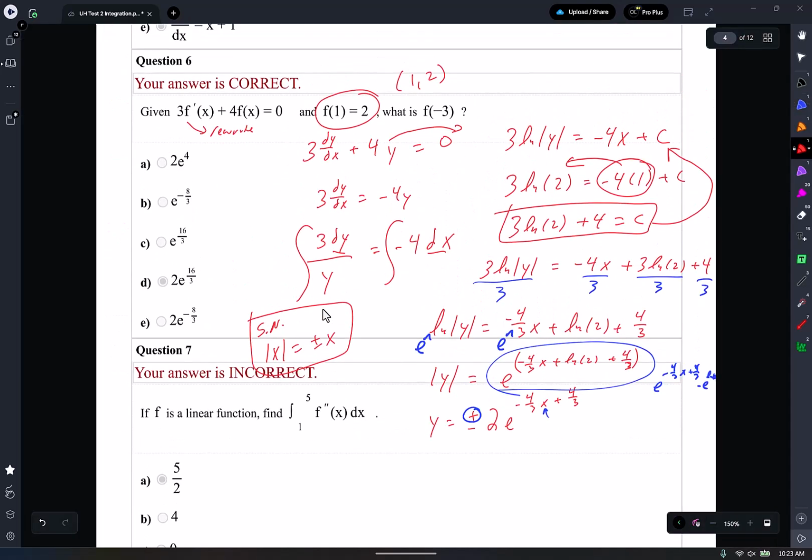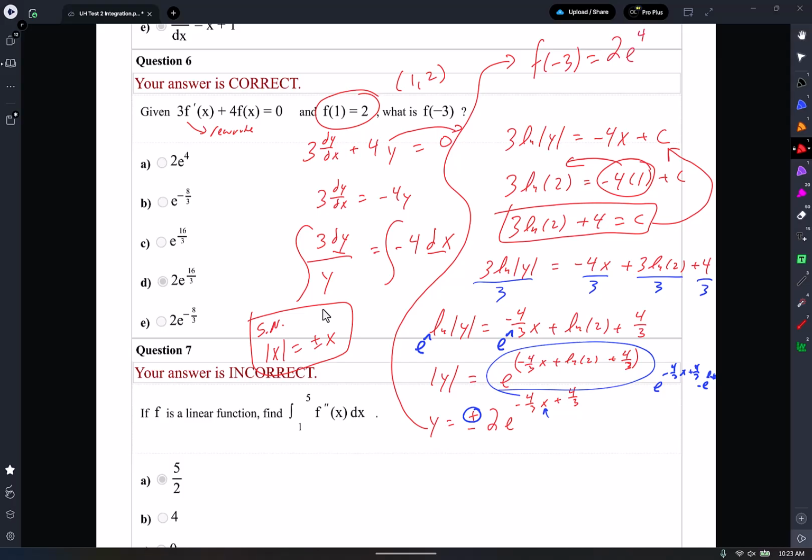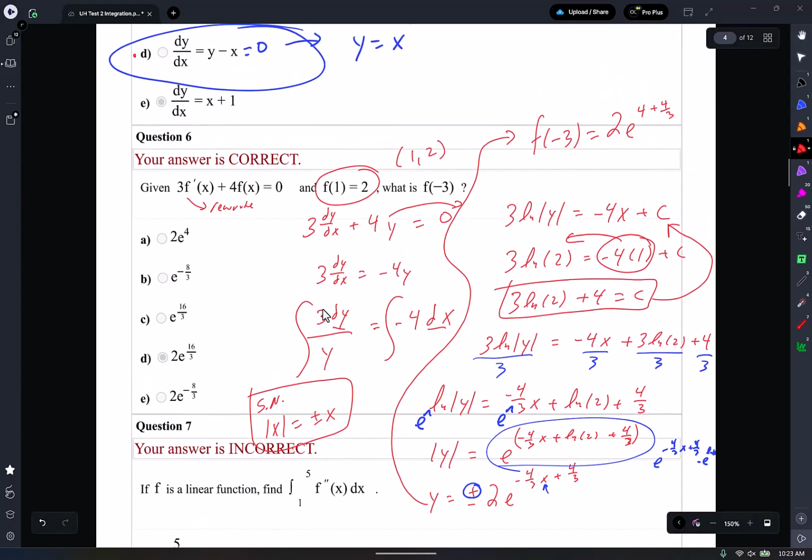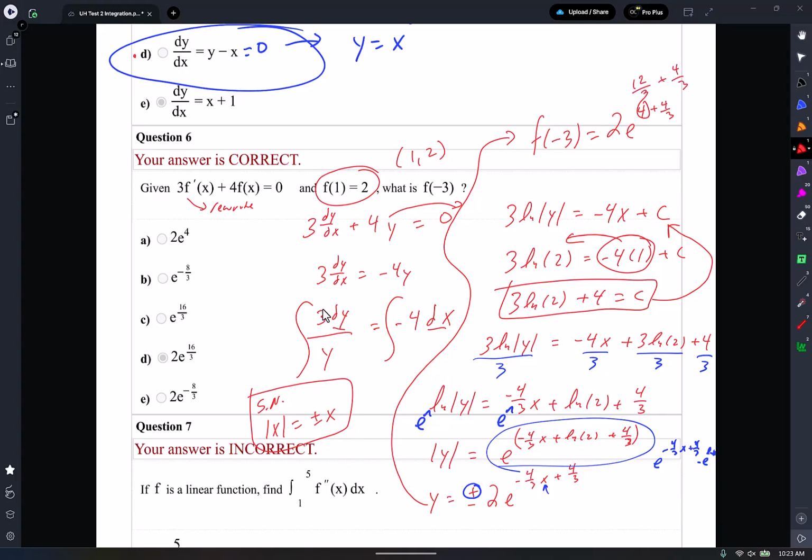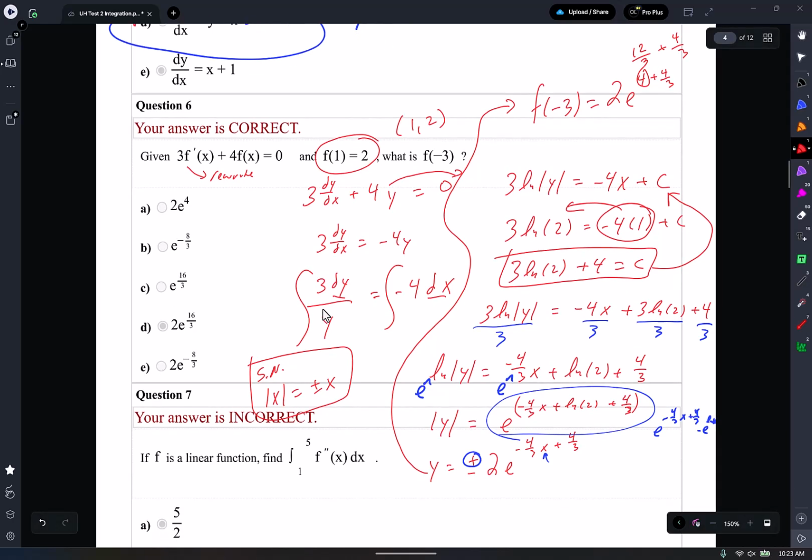All right. Last move. F of negative 3 equals, I'm just plugging a negative 3 in there. So negative 4/3 times negative 3, the 3's cancel out, it turns into a positive 4. So 2e to the positive 4 plus 4/3. So turn the 4 into a denominator of 3. 4 times 3 is 12. 12 over 3 plus 4 over 3. 12 plus 4? There it is. Good job, whoever took this quiz. Cool or not cool? Okay.